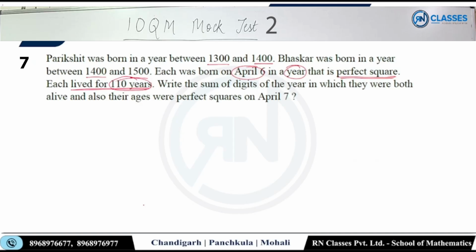ठीक है. Write the sum of digits of the year के sum of digits लिखने हैं, in which they both were alive होने चाहिए, and also their ages were perfect square. On April 7. ठीक है. So there are two persons. One is Parikshit, P लिख रहा हूं मैं, and one is Bhaskar. अब सबसे पहले मेरे को यह निकालना है कि परीक्षित वॉज बॉर्न इन द ईयर बिटवीन 1300 एंड 1400 एंड इसके बीच में मेरे को क्या ढूंढना है? परफेक्ट स्क्वायर. मेरे ख्याल से इट वॉज क्वाइट सिंपल.